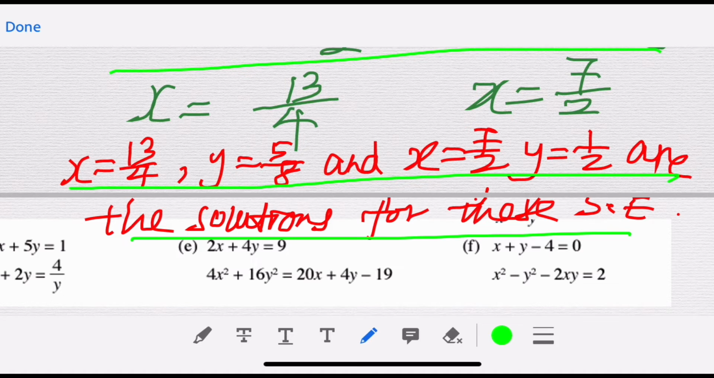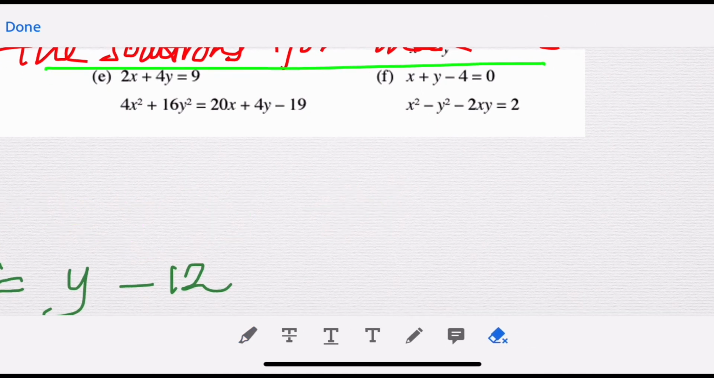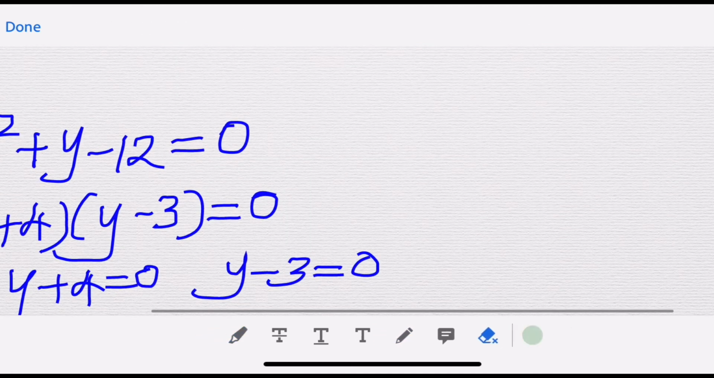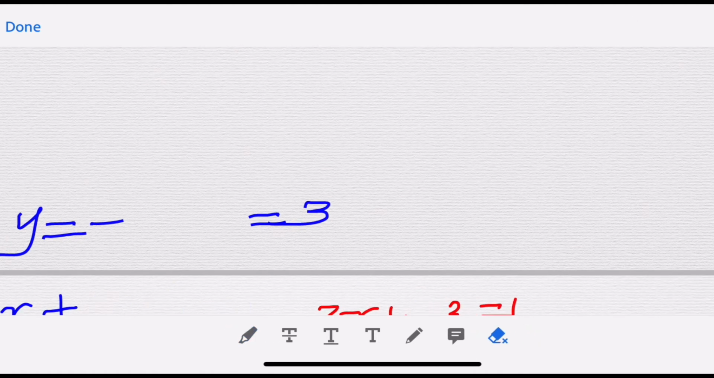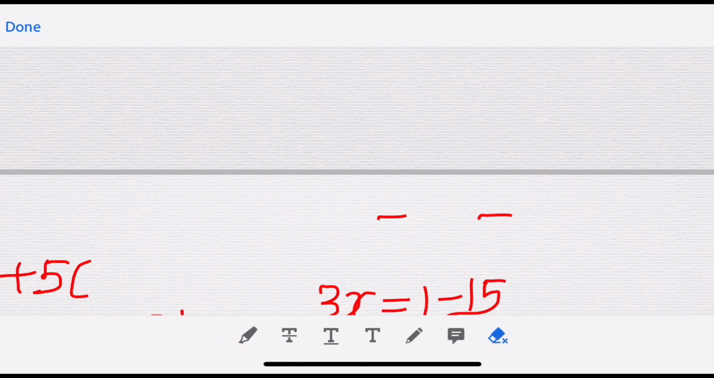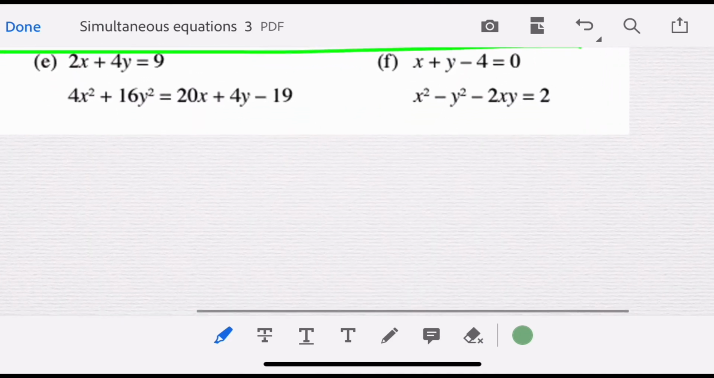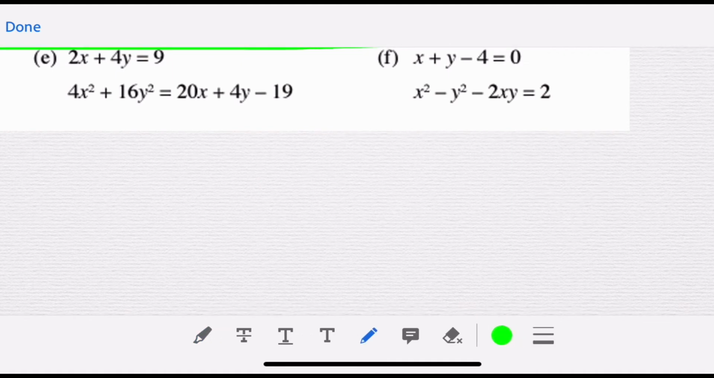Okay, so I'm going to show you one more question, which is f. The f is quite simple, right? So we can do it fast. So okay, for this one, which method do you think is suitable? We always think first before we solve. Okay, so I think by looking at that, I will use substitution, right? How about you? Are you going to use elimination? I don't think I can eliminate them. I have to use substitution, right?